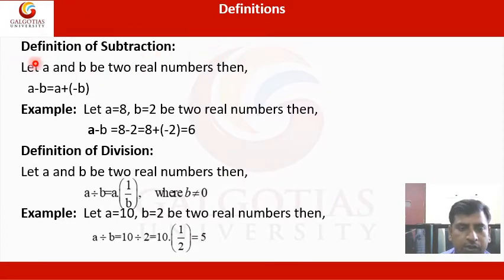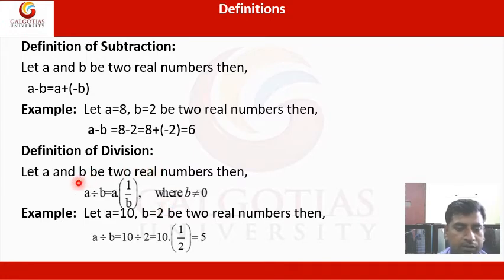Next is the definition of subtraction. Let a and b be any two real numbers, then a minus b equals a plus minus b. For example, let a equal to 8 and b equal to 2 be any two real numbers, then a minus b equals 8 minus 2 equals 8 plus minus 2 equals 6. How we add these numbers we will discuss later.